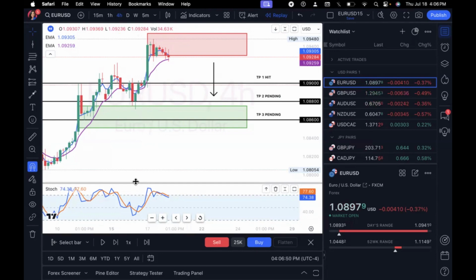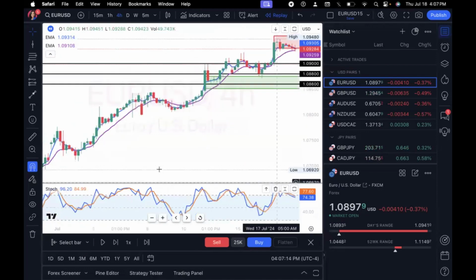Another thing that caught my eye initially was that the stochastic, which is an indicator that I use, STOC, was facing down. Not only that, the orange line was above the blue line, and both lines had crossed below 80. I'm going to tell you why this is important by showing you other examples of what happens when you get those three things on the stochastic.